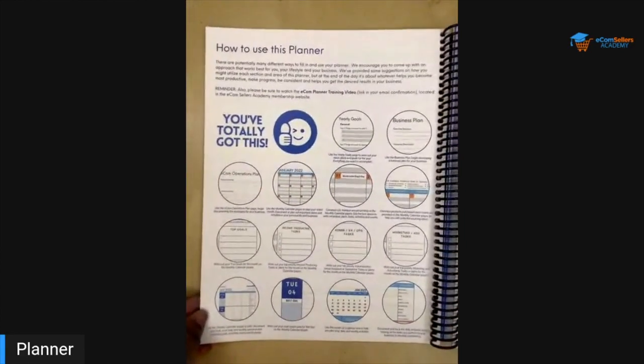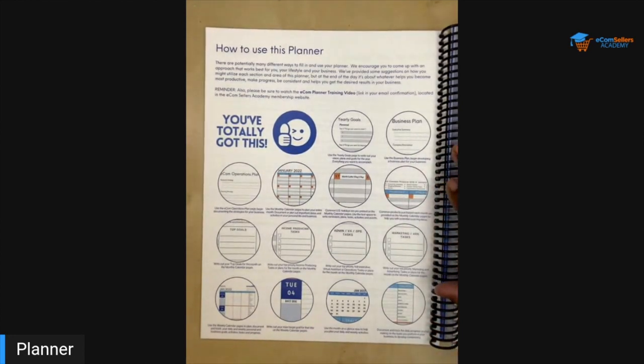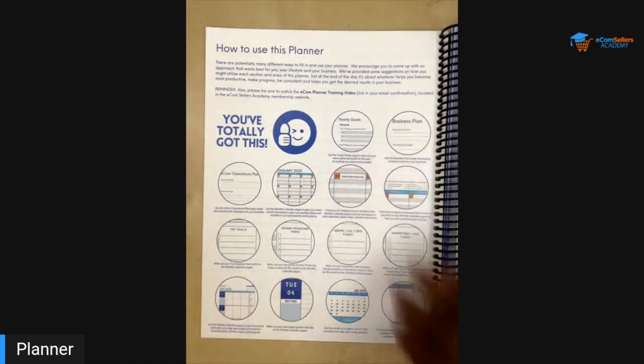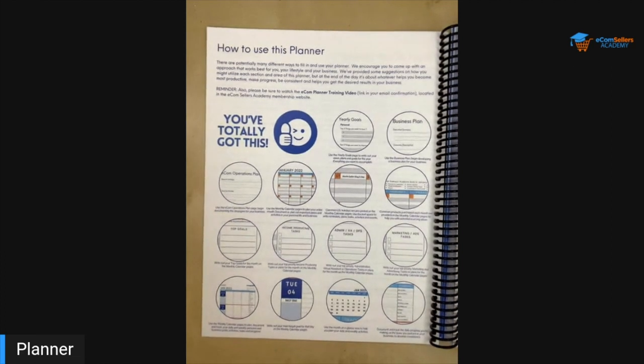The first page on how to use gives you some insight. The thing that we want you to keep in mind is definitely watch this training video, but it gives you an outline on how to use the different sections of the planner. You've got a yearly goal setting section, we've got a business plan section, and really your yearly goal setting section is what your current state is. And then you have setting up your operations plan.